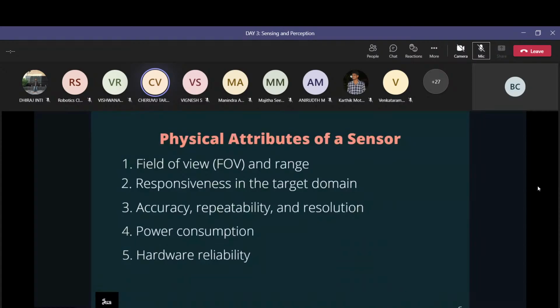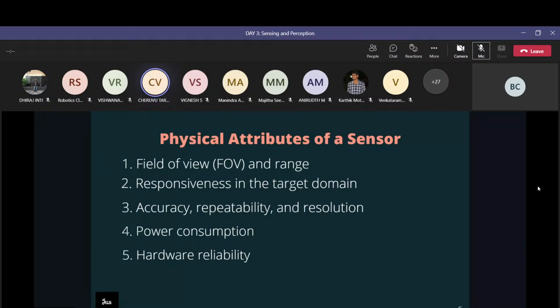That's nothing but accuracy. In other words, how minimal is the deviation from the exact value to the value detected by the sensor. That's accuracy. The lesser the deviation you have, the more accurately your sensor is sensing the changes in its environment. So that's the fourth property.